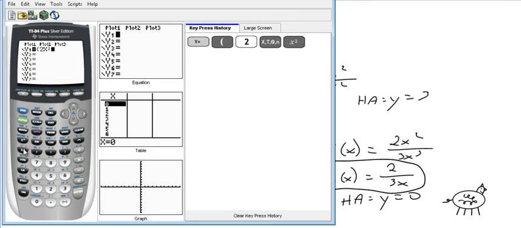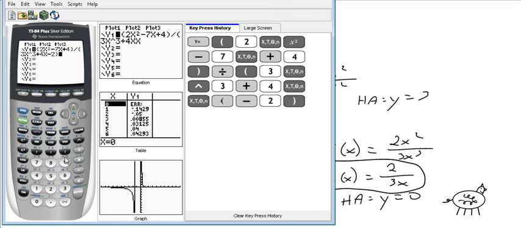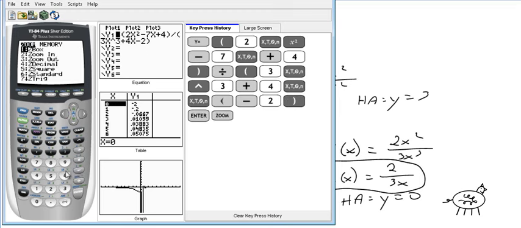2x squared minus 7x plus 4 divided by parentheses 3x cubed plus 4x minus 2. Okay, and then zoom 6, always a nice one. And that's what our graph looks like. You can see a better picture down here below. Our graph definitely has your asymptotes here.